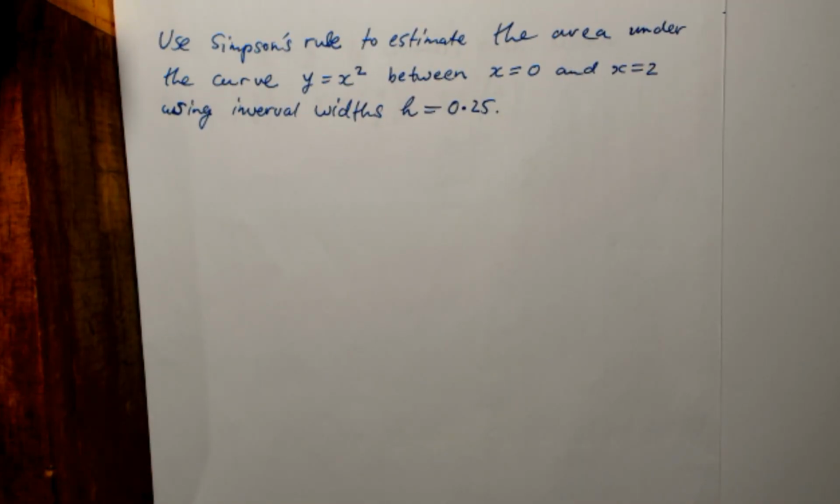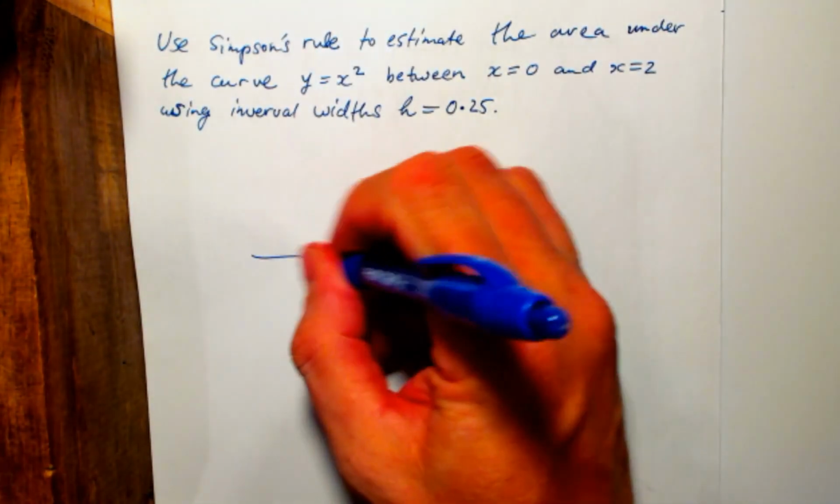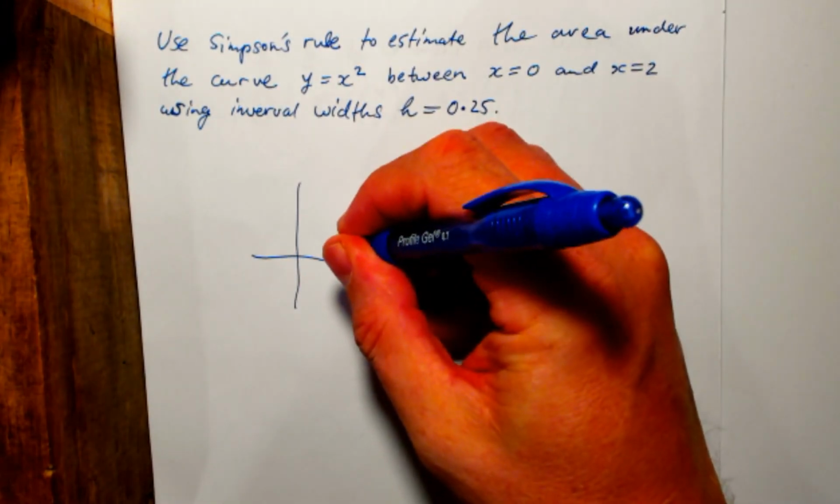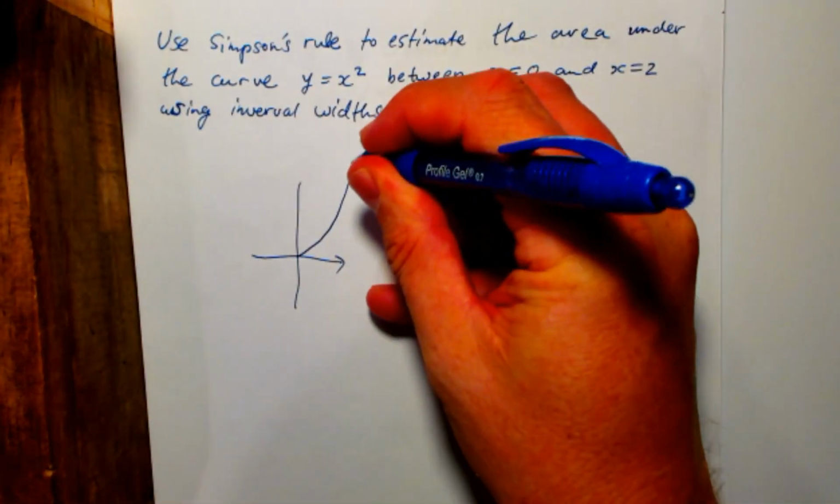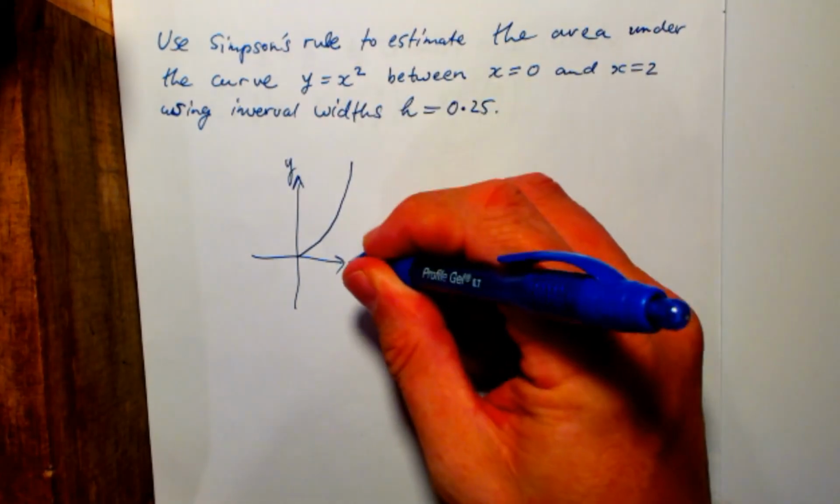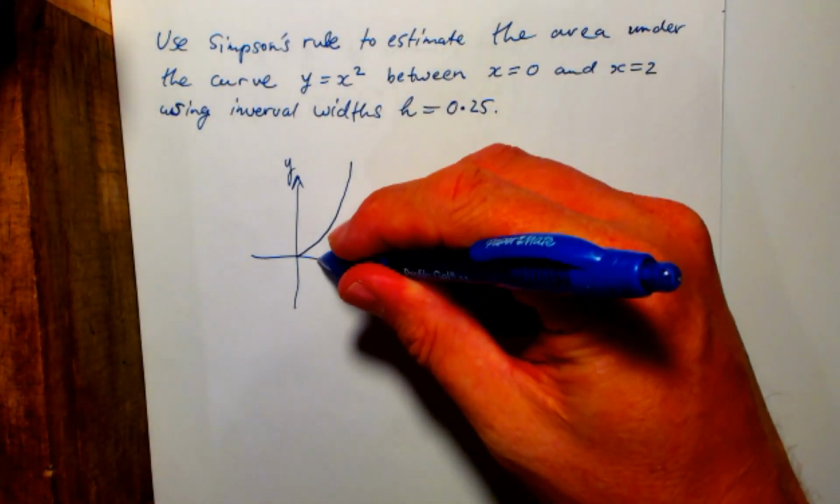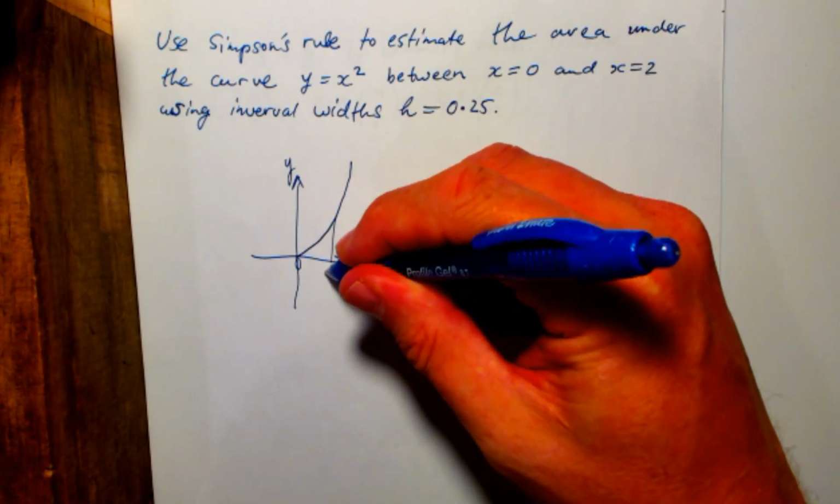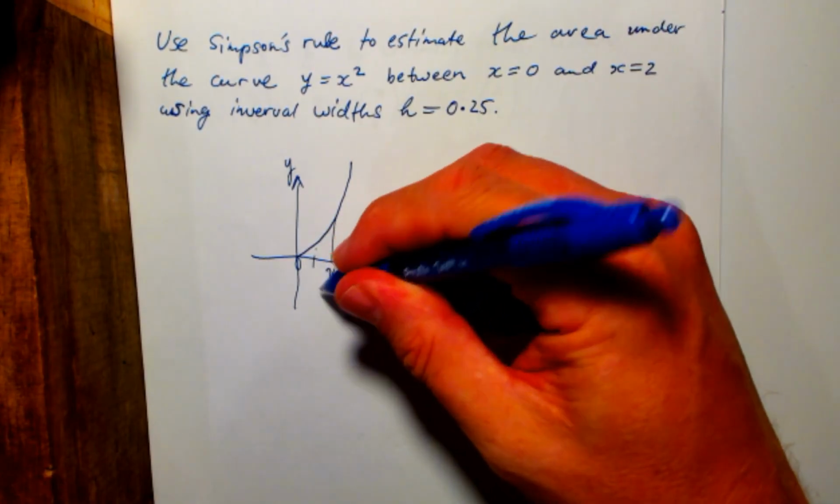Use Simpson's rule to estimate the area under the curve y equals x squared between x is 0 and x is 2 using interval widths of 1/4. Okay, so this one you should set out pretty carefully. I would suggest first sketching that. So it looks something like this. So we're going from 0 to 2 and there's 1.